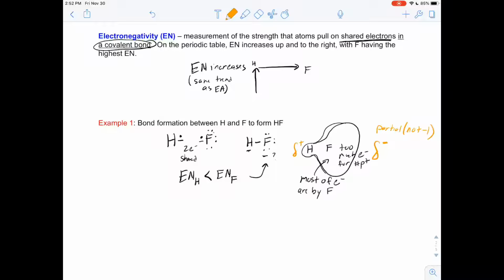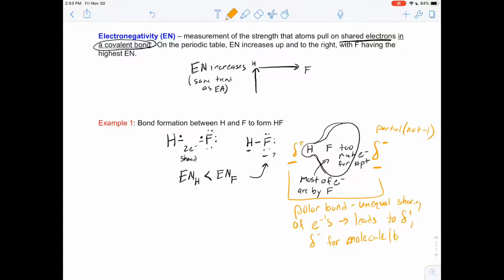Now what that does is it creates two different poles. That's why we call this a polar bond. A polar bond is where we have unequal sharing of electrons. And what that does is lead to one side that is partially positive and one side that's partially negative for the molecule, and in this case we are also thinking about the bond. So we see here this unequal sharing, the difference in electronegativity, causes us to have this polar bond.